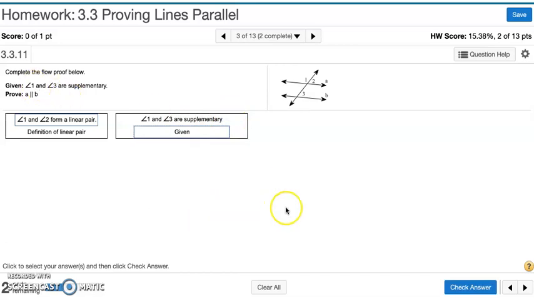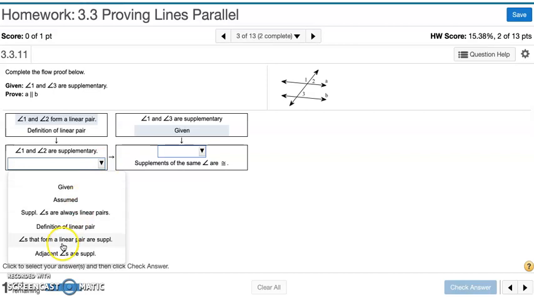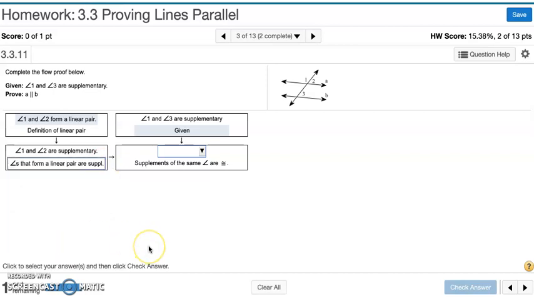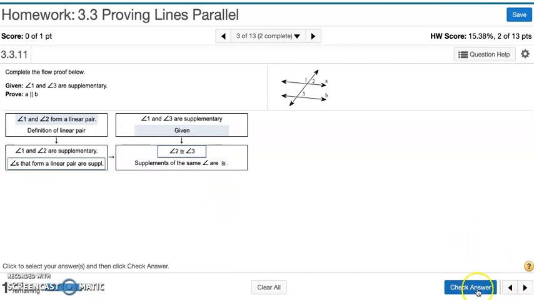We're told that in our given. So angles 1 and 2 are supplementary, and that is because angles that form a linear pair are supplementary. Now, this says supplements of the same angle are congruent. So if angles 1 and 3 are supplementary, and angles 1 and 2 are supplementary, notice how 2 and 3 are both supplementary to angle 1. That means angles 2 and 3 are going to be congruent.